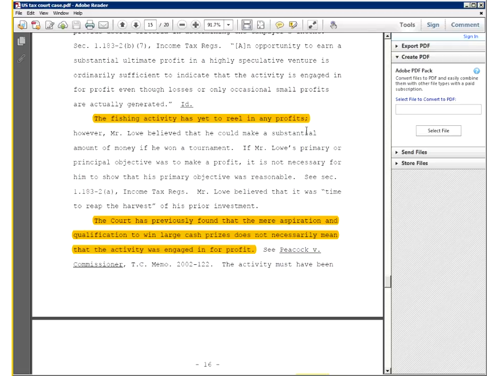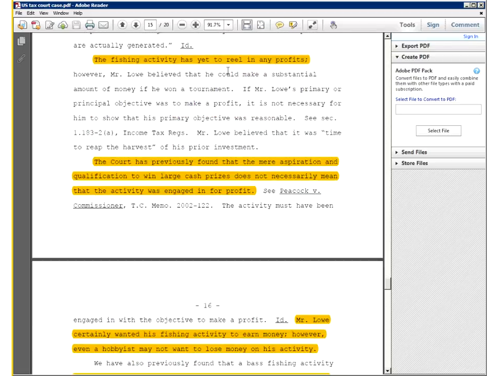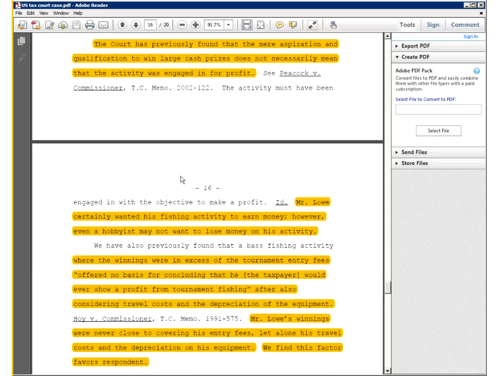The fishing has not made any real profits. Notice the word real. The court tried to put a little humor in here. The court has previously found that mere aspiration and qualifications to win cash prizes does not mean the activity was engaged in for profit. So just because you wanted to make it big doesn't mean you actually did make it big.